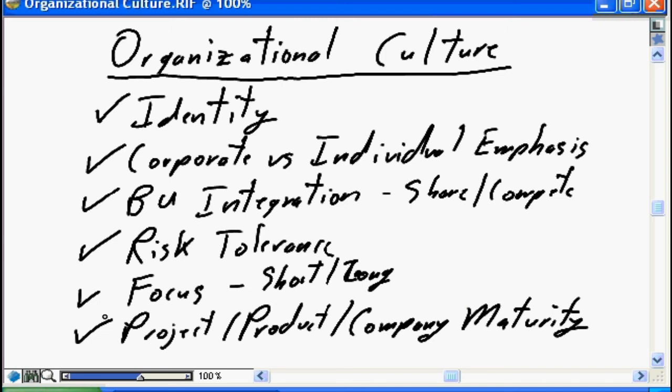Is the product in the initiating stage of its life cycle, in the growth stage, in the maturity stage, or in the decline stage? There's going to be more money available, more risk interest in products that are in the initiating and growth stages than are in the maturity and decline stages. And what's the overall company maturity? Is this a new breakthrough startup company, or is this a very established, very mature company? You need to be aware of the overall organizational culture, because how the organization operates is going to influence how your project must operate to be successful in the company.